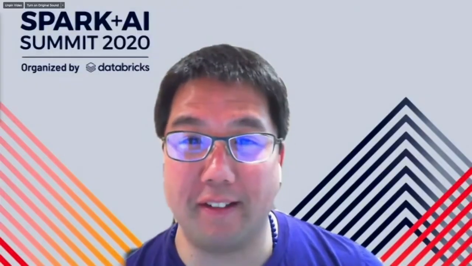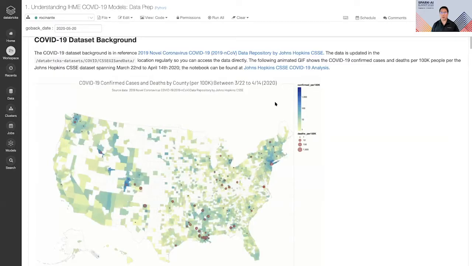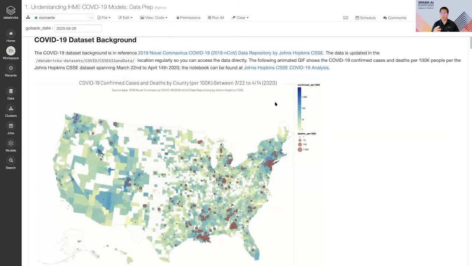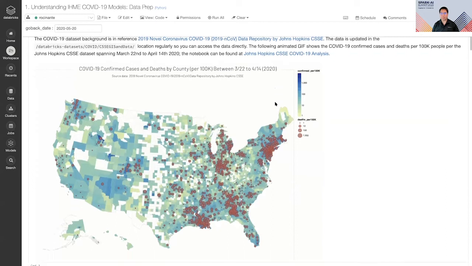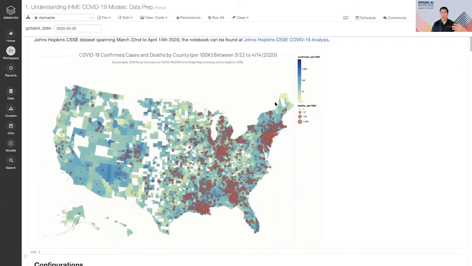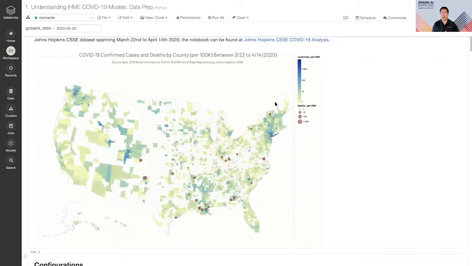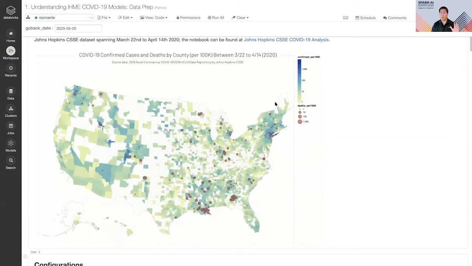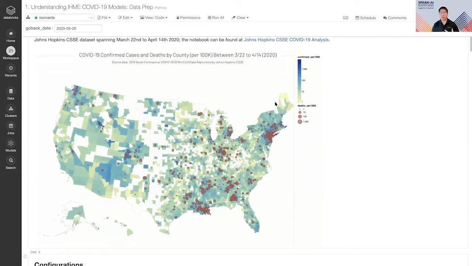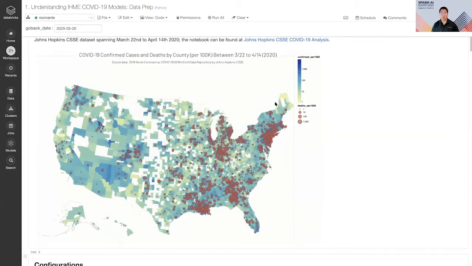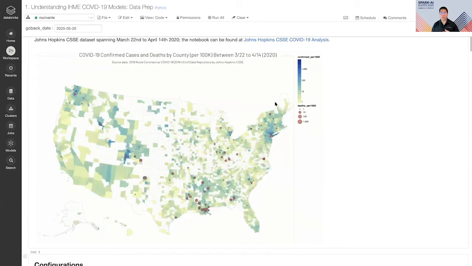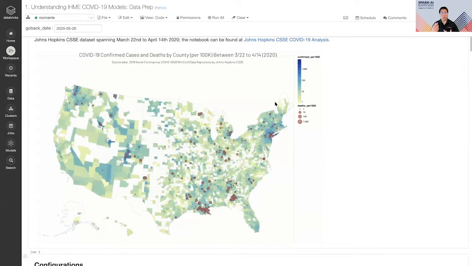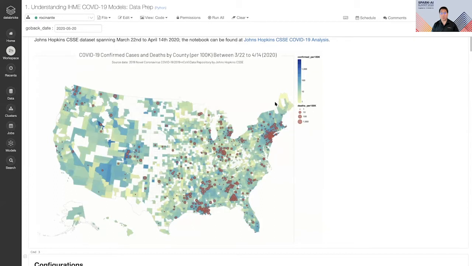So let's get started. Let's start by trying to understand the Johns Hopkins data set that we're going to be using to better understand the IHME model and try to improve it. As you can see from this graph, this is a visualization of COVID-19 cases by county for 100,000 people between March 22nd and April 14th of 2020. As you can see from the animation, the rapid exponential growth of COVID-19 cases in the United States. If you want to recreate this, there's actually a notebook linked in this notebook that will allow you to recreate this particular visualization of the Johns Hopkins dataset.